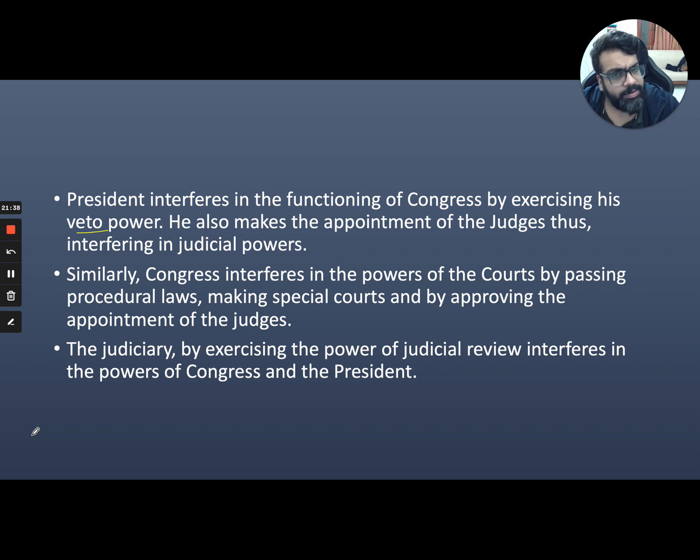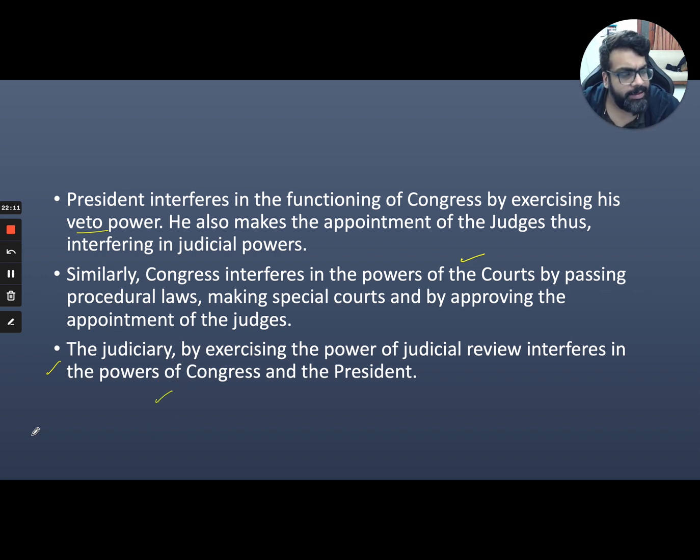The president also has a certain degree of judicial powers, like our president does in terms of pardon and all of those things. Similarly, the Congress also interferes in the powers of the courts by passing certain procedural laws and laws which determine the functioning of it. The Congress can also create special courts and also approves the very appointment of judges, which also come through an internal election process. And the judiciary also keeps a check by performing actions of judicial review and interferes in the powers of the Congress and the president.